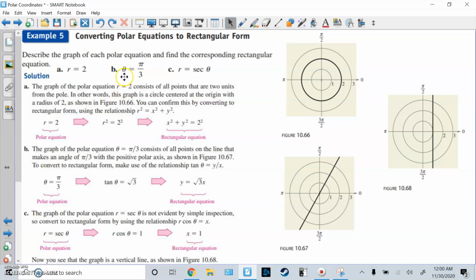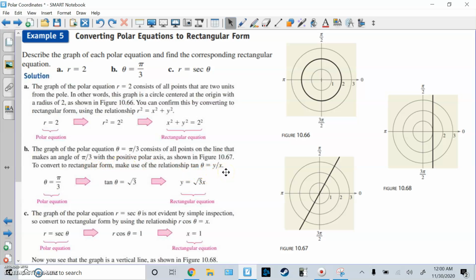All right, B, change theta equals pi over 3, a polar equation, into rectangular form. Notice pi over 3 is all points on the line that makes an angle pi over 3 with the positive polar axis, just like figure 10.67. So this angle is pi over 3. Any point on here is that same angle, pi over 3. So it's a line.